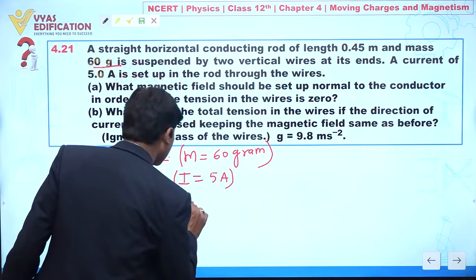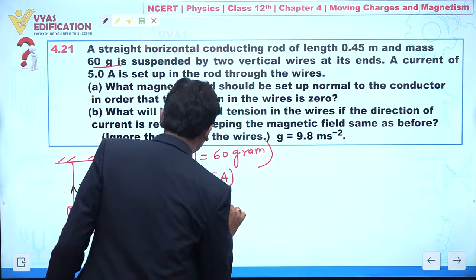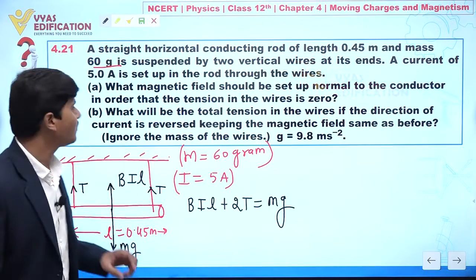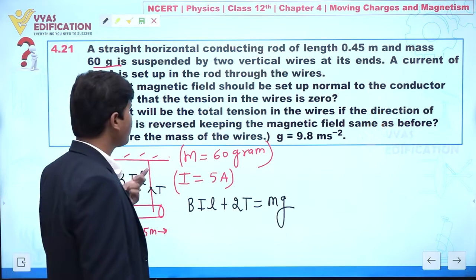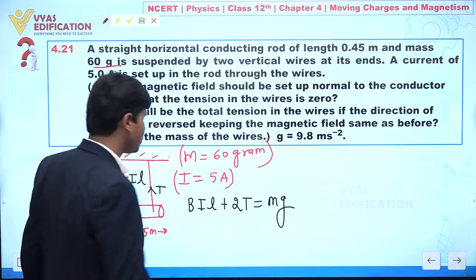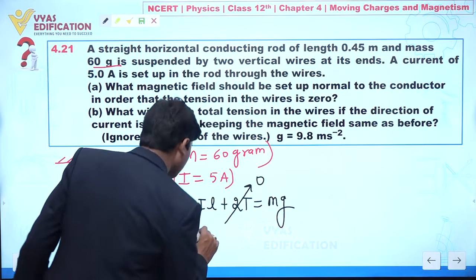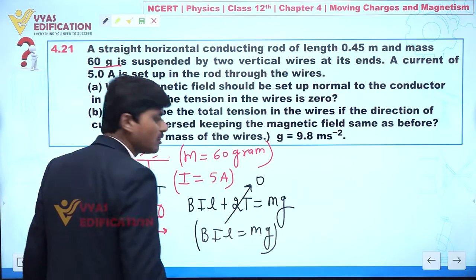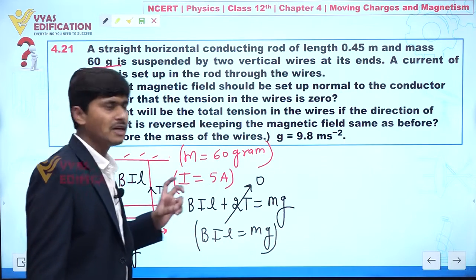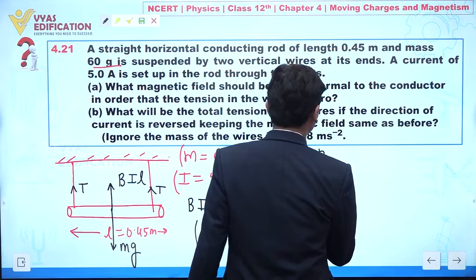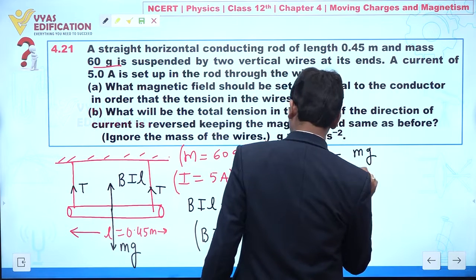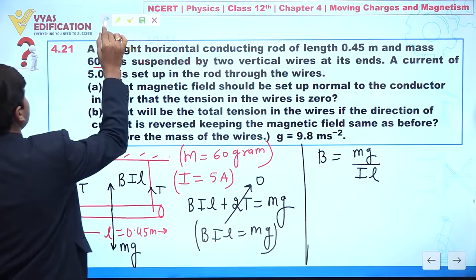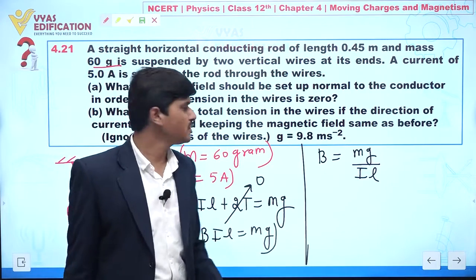So if you write the equation, we can write BIL plus 2T equal to mg. In the first case, we want the tension in the wire to be 0. So let's suppose this is 0. From here you can say BIL should be equal to mg. So from here, can we find the value of B? Yes. The value of B is given by mg divided by IL.